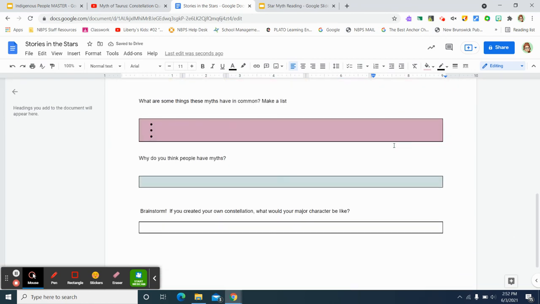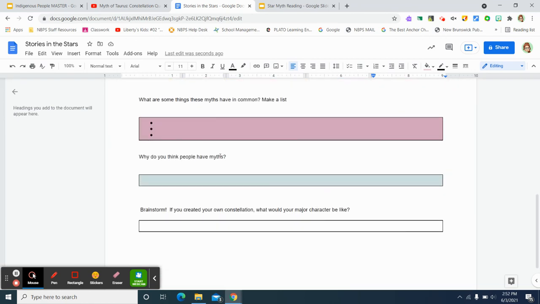Then you're just going to answer these 3 quick questions. What are some things that these myths have in common? Why do you think people have myths? And brainstorm, if you created your own constellation, what would your major character be like?